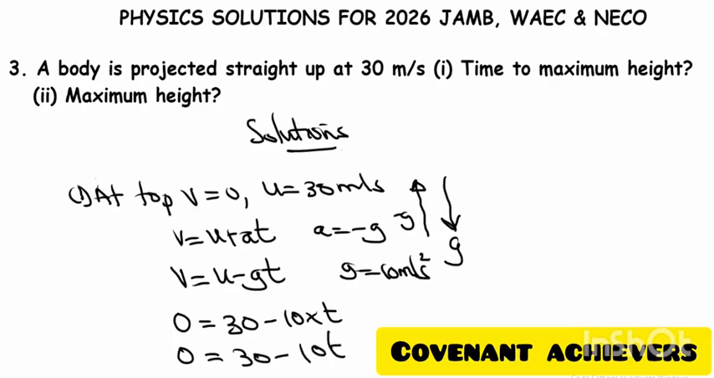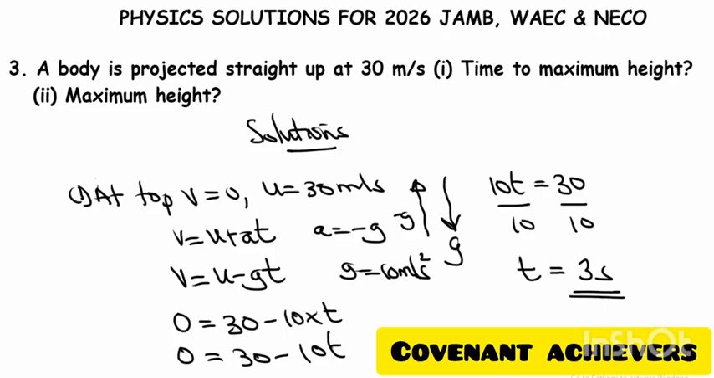From here we could see that 10t is equal to 30. Then divide both sides by 10. So therefore our t is equal to 3 seconds. The time to maximum height is 3 seconds.